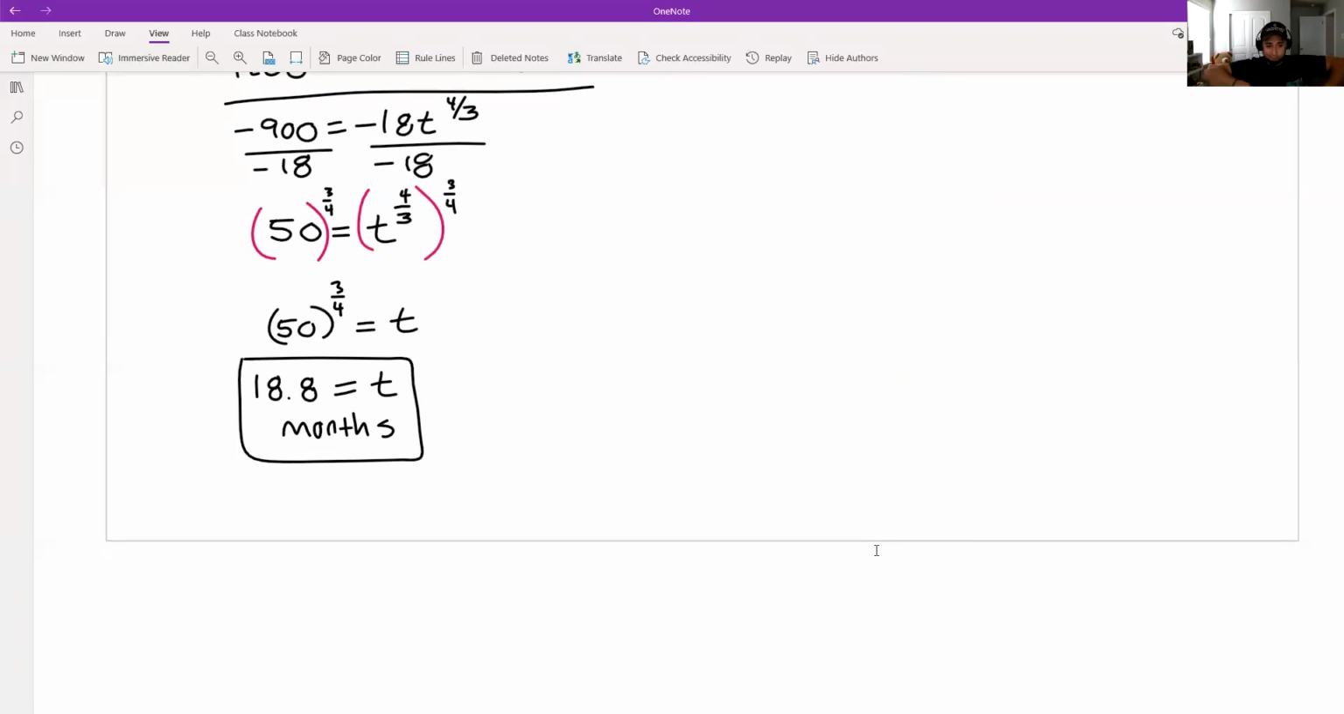And that's it. That is antiderivatives. All right, and of course, if my math lab said to round, then you would put 19. So there you go.